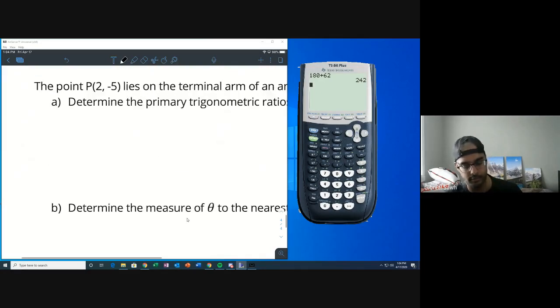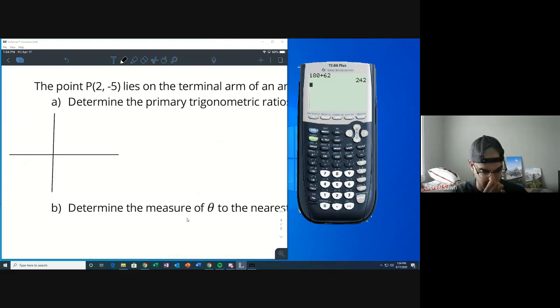So we're going to draw a picture first. Okay, so here's a grid. And that's not very straight at all. Let's try again. Okay, so there's our grid. Let's plot our point. The point's 2, -5. So x is positive and y is negative. That's going to mean we're down in quadrant 4 somewhere. Don't exactly know where, but that's fine. Okay, so there's the point. There's my terminal arm.